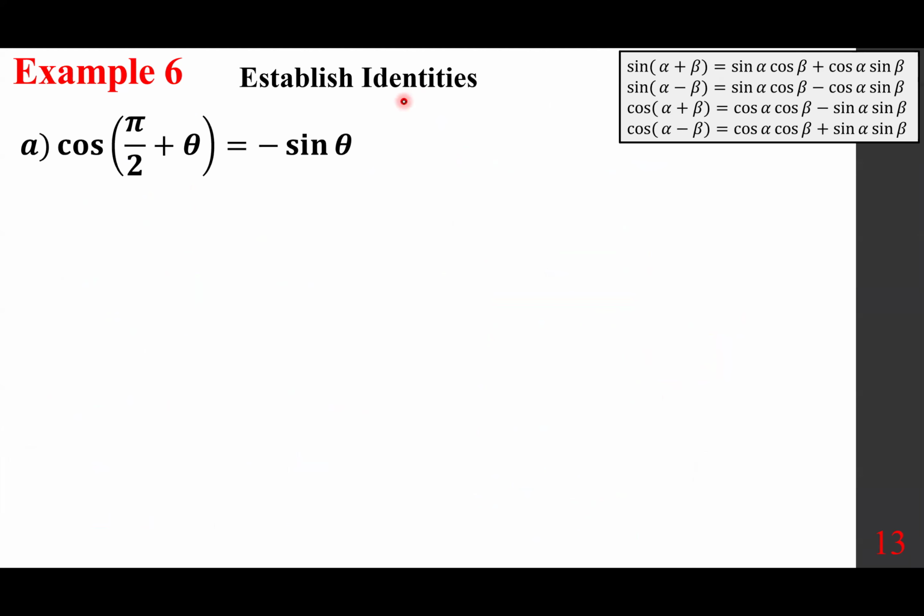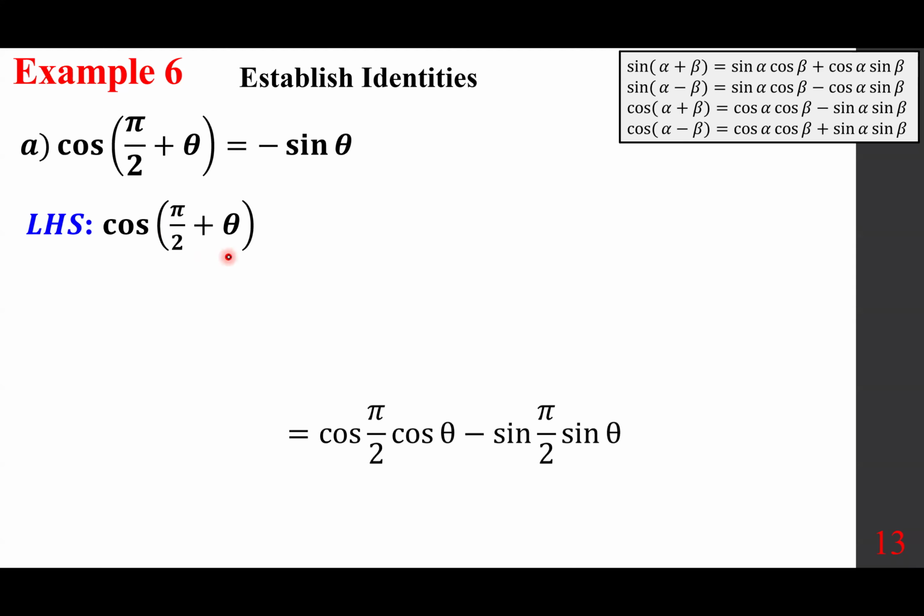We want to establish identities. In this case, cosine of pi/2 plus theta equals negative sine theta. We're going to start with one side. The left-hand side is more complicated. Let's start with that. Cosine of alpha plus beta is cosine alpha cosine beta minus sine alpha sine beta. That means cosine of pi/2 cosine theta minus sine pi/2 sine theta.